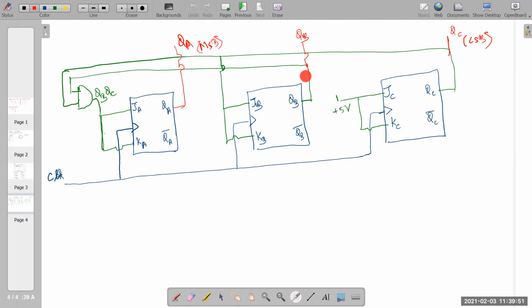So I'm taking QB, I'm taking QC, doing an AND operation, and connecting to JA and KA. Right? Then what is JB? JB equal to QC, the same QC I'm taking here. I'm taking the connection going to JB and KB. Then JC is 1, KC is also 1. In the exam, you can put 1. If you're using it practically, you have to connect it to 5 volt.